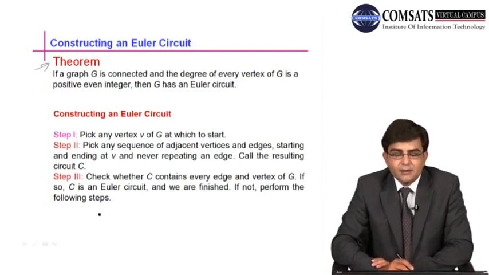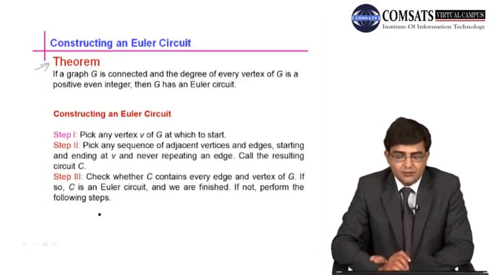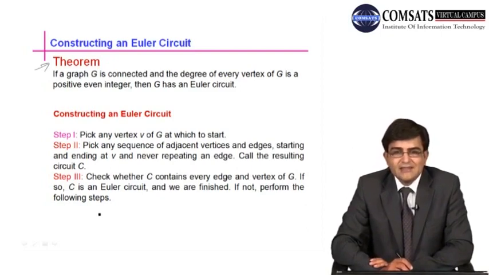The second step is to pick any sequence of adjacent vertices and edges starting and ending at that particular point which you have chosen to start constructing an Euler circuit. So pick any sequence of adjacent vertices and edges starting and ending at that particular point V, and never repeating an edge. Call the resulting circuit C.